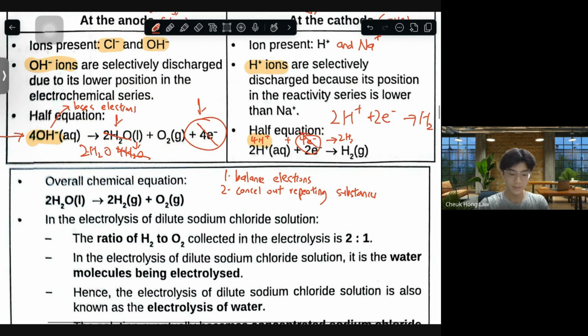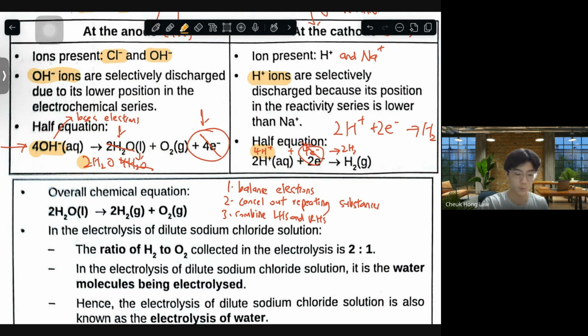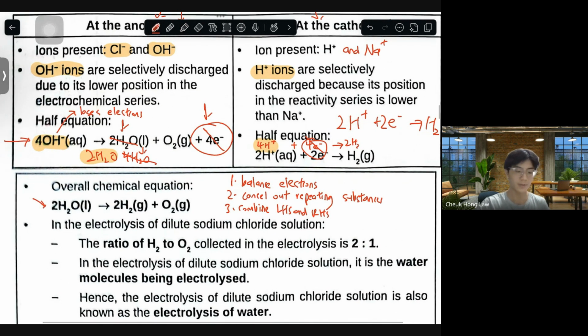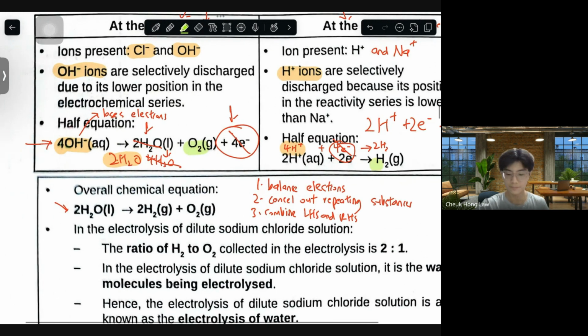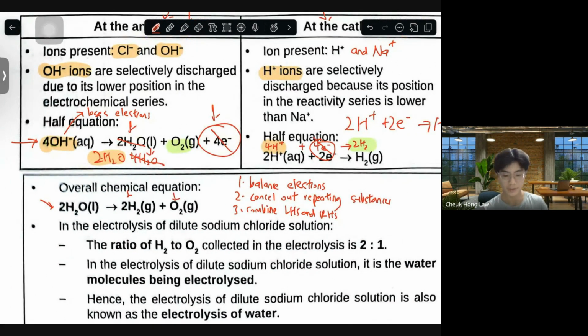So the third step is to combine. Whatever you see in your half equations, on the left-hand side, you combine together. On the right-hand side, you combine together. On the left-hand side, we are only left with 2H2O, so this will be written down. And then on the right-hand side, we have O2 here and we have H2 here. Specifically 2H2O, because we already balanced it. So you have 2H2 plus O2. That's how you write the overall chemical equation.